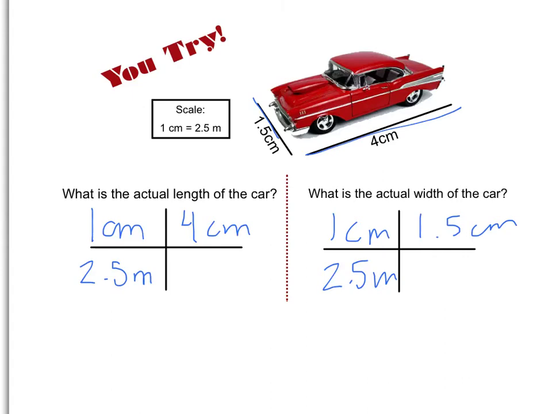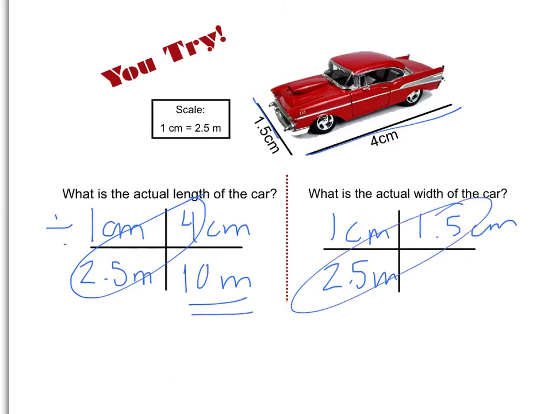So on the first one, when I multiply these and divide, I get 10 meters is the length. When I crisscross multiply, divide by the lonely guy, on this side, I get 3.75 meters as the width.